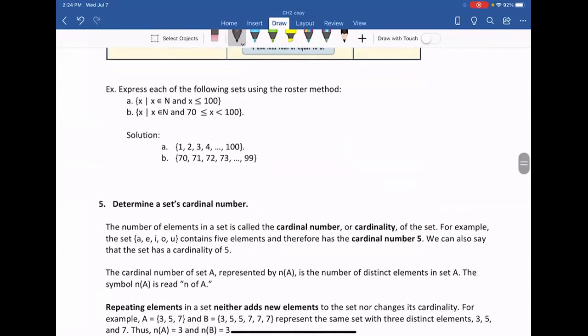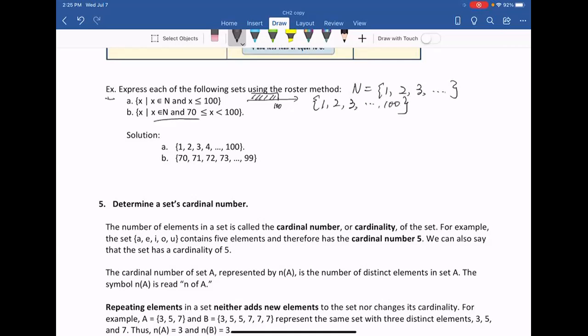Okay, let's see some examples. The first example: express each of the following sets using the roster method. Draw a number line. That's x is a natural number and x needs to satisfy less than 100. This is 100, and less than 100 is from 1, you remember N equals 1, 2, 3, etc. So the set should be 1, 2, 3 to 100.